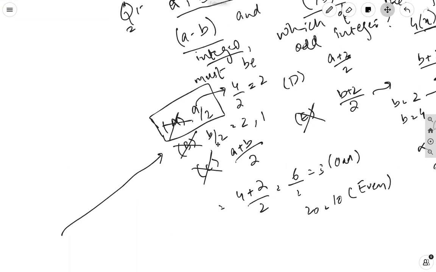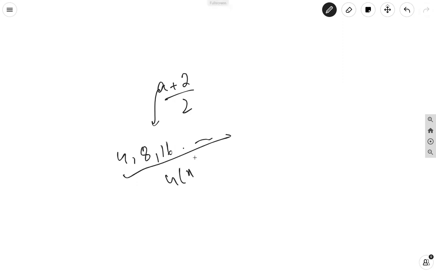Option D is A plus 2 over 2, right? A is a multiple of 4. This could be 4, this could be 8, this could be 16, and so on. I just write this as a generic term, 4 into x. If x is 1, this will become 4. x is 2, this will become 8. x is 4, this will become 16, right? So we can write A as 4 into x.